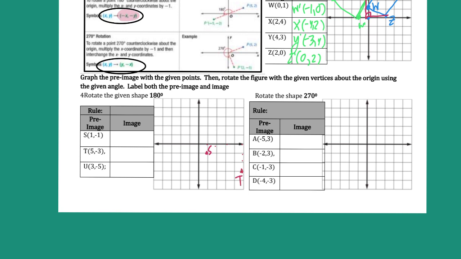That's T. And then 3, 1, 2, 3, -5. Okay, so that's U. So you've got 3 points, you've got a triangle. This is our pre-image, and we want to rotate it 180 degrees.